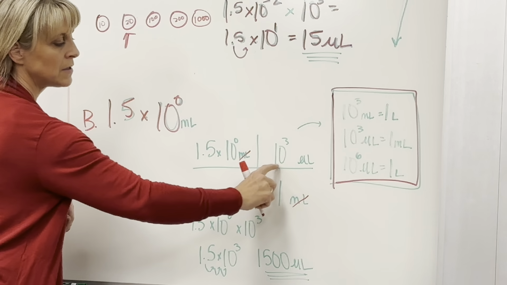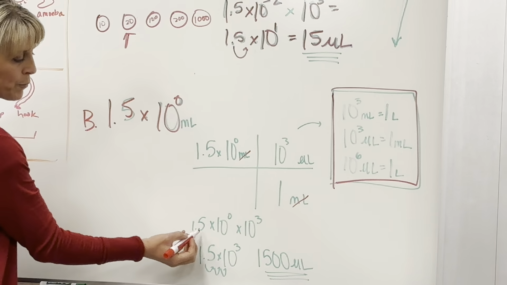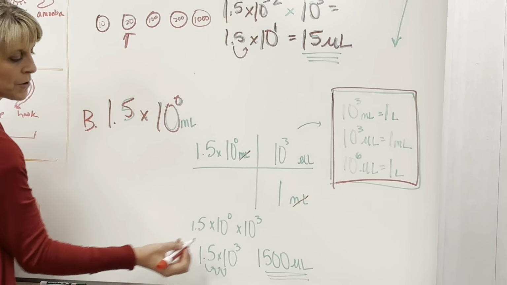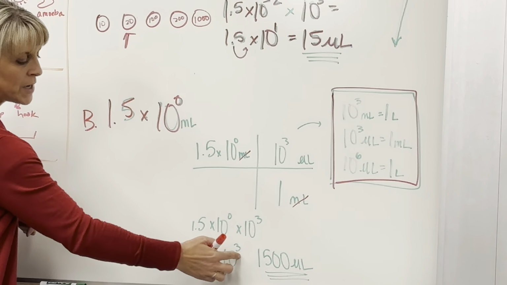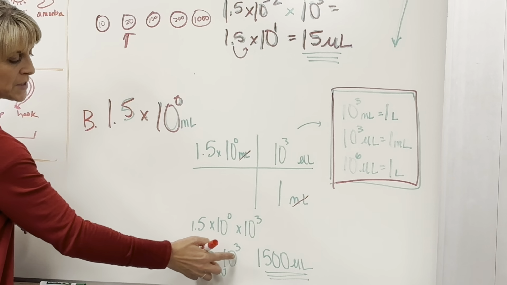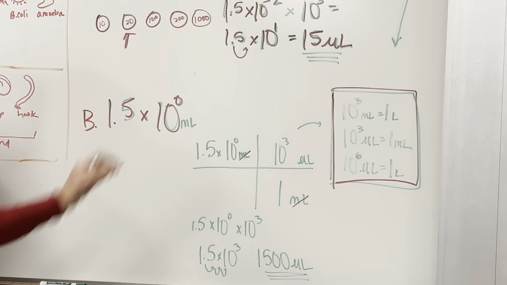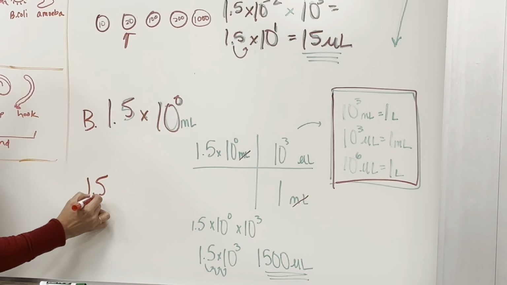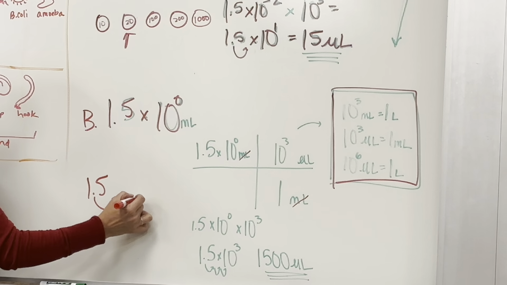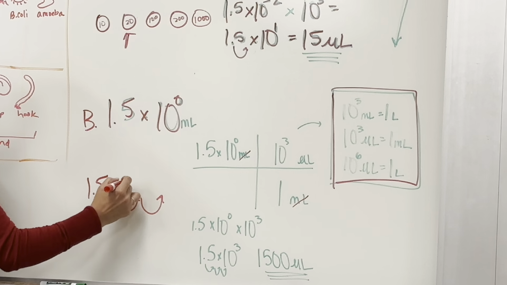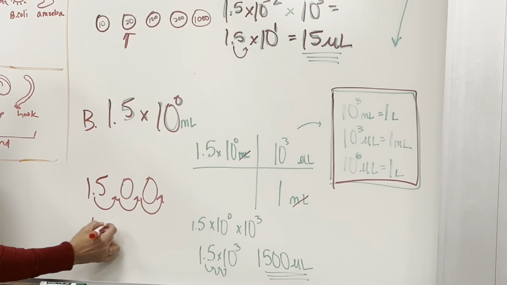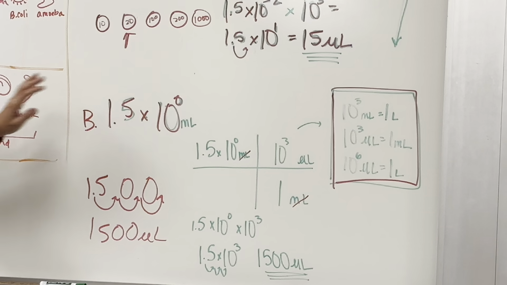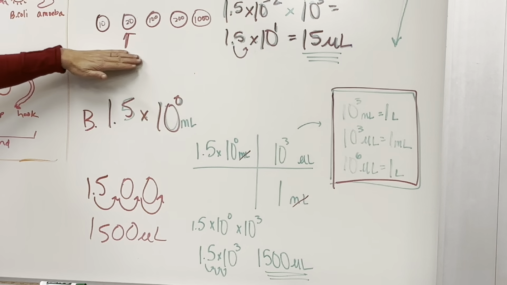Microliters left. 10 to the third. So 1.5 times 10 to the 0 times 10 to the third. 3 plus 0 is 3. 1.5 times 10 to the 3, it's positive. Positive is right for me. So if you have 1.5 and you move the decimal over 3 points, 1, 2, 3, you have 0, 0, it's 1,500 microliters. What pipette would I use?